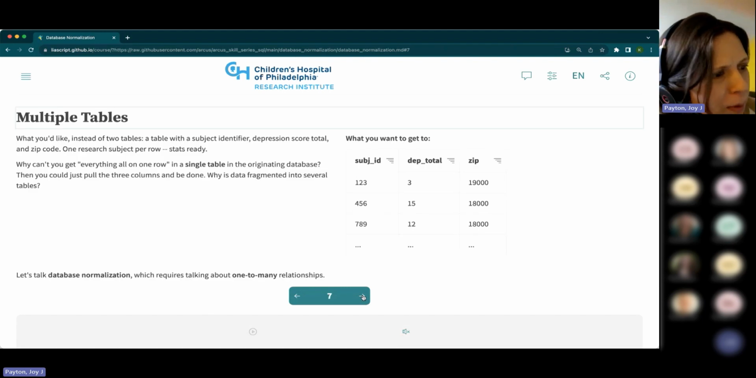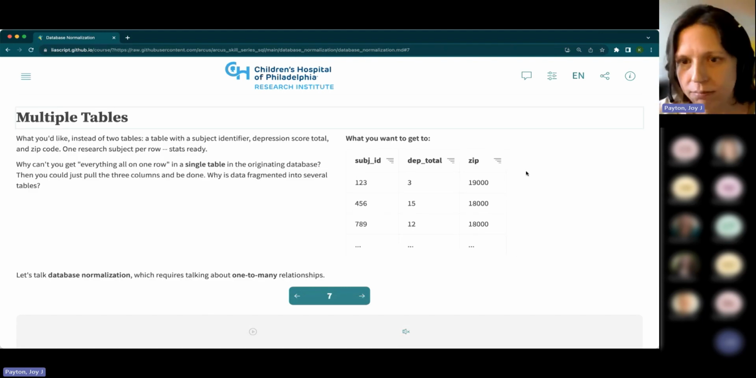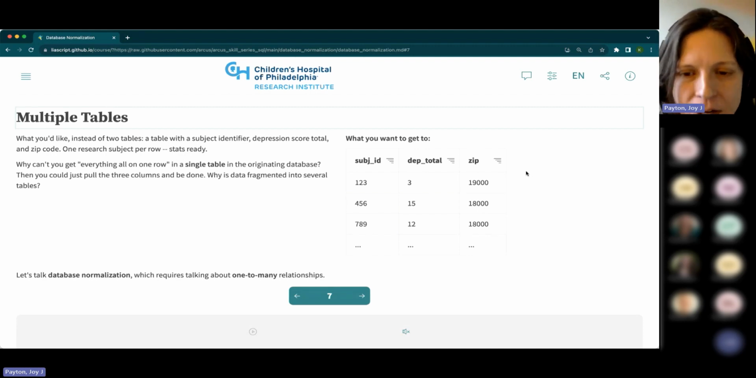And so what you might want to end up with eventually, right, as your last thing before you do statistics, would be a single table of results that looks like this, where you have 3 columns. The things that you really care about: the subject ID, the depression total score, and the zip code. That way you have all of your data in one place, and you can look at the relationship between depression score and zip code.